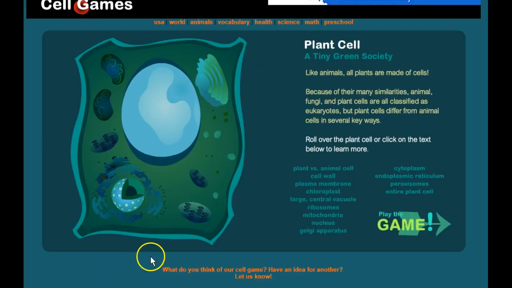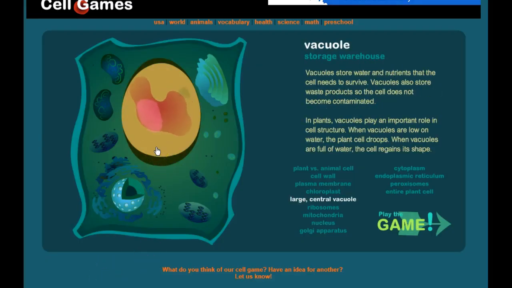Now, the first thing you should notice with a plant cell, it has this big thing right in the middle, and that's a vacuole. And of course, these are in animal cells as well, but the vacuole is much more pronounced in a plant cell. Vacuoles store water and nutrients that the cell needs to survive. Vacuoles also store waste products so the cell does not become contaminated.